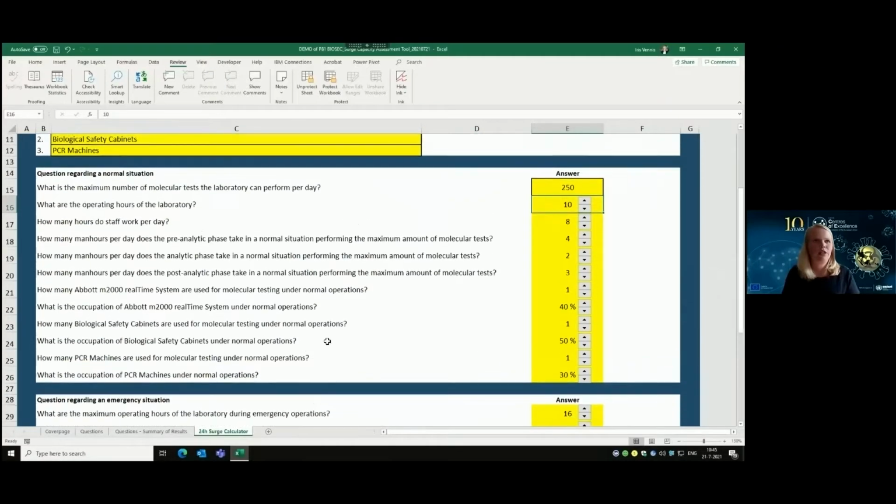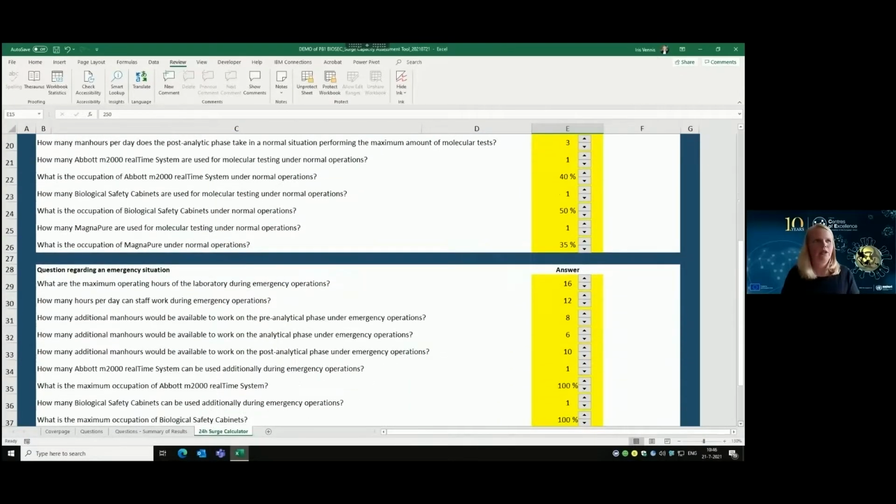And as you can see, I just entered PCR machines, so PCR machines are here now. But what happens if I enter MagnaPure? Well, you see that here it changes to MagnaPure. So you can enter your own equipment and it will change. Also for the percentages, you can use the arrows up and down to change it by steps of 5%.